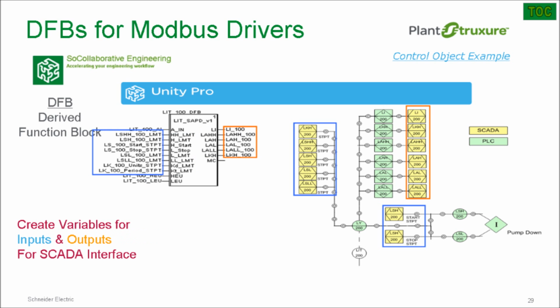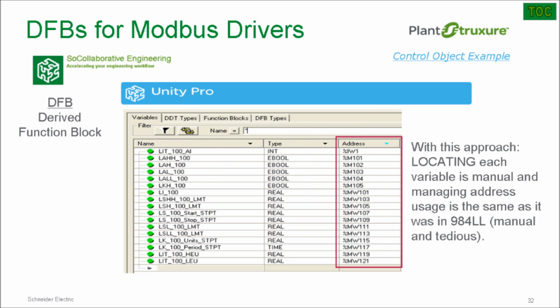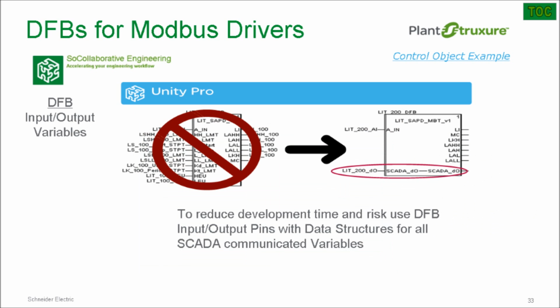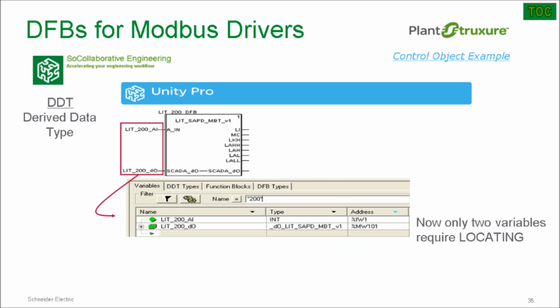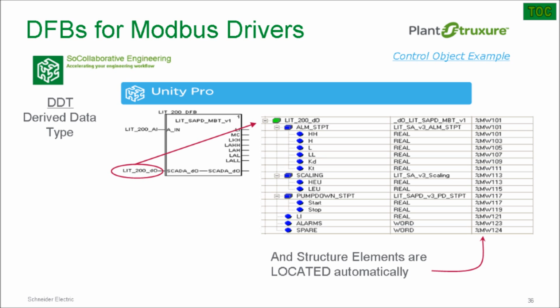Next, variables are created and attached to the DFB. Then, each and every one of these variables is located according to the need, either SCADA comms or retentive data. Now, the optimized approach. Use a DDT for the SCADA communicated and/or retentive data. Not only does the DFB interface get cleaned up, but now there are only 2 variables to be located instead of 17. And all elements of the DDT are automatically located and accessible by the native Modbus driver.